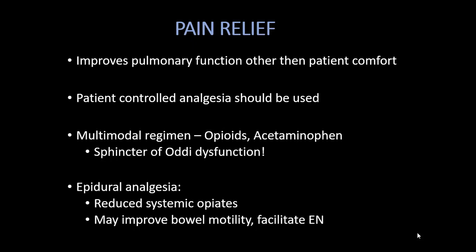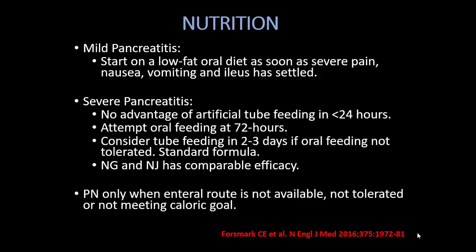So how will you do pain relief? Patient-controlled analgesia should be used, or opioid or acetaminophen, or you can consider epidural analgesia, which can reduce systemic opioid use, improve bowel motility and facilitate enteral nutrition. Okay, it also improves pulmonary function, relieves the patient's pain, and gives comfort to your patient. So how will you feed your patient?